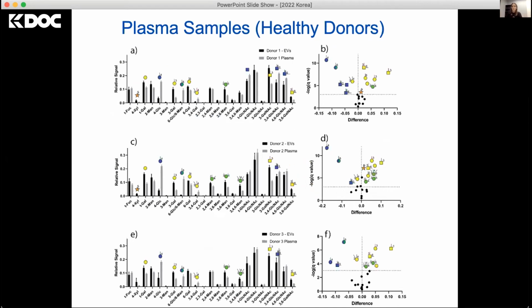But then this is just an example of looking at human circulating extracellular vesicles in the plasma, and for the first time characterizing what the extracellular vesicle glycans are in healthy patients, in healthy plasma. And when we compare crude plasma and the extracellular vesicle fraction from plasma, we see that the glycans are very different. So we see that extracellular vesicles have specific enrichment in certain glycans.